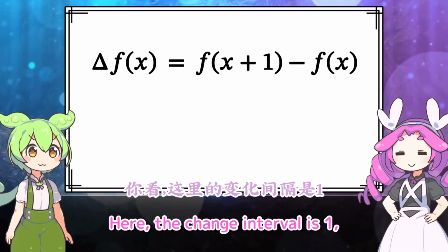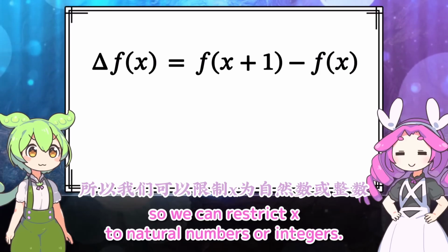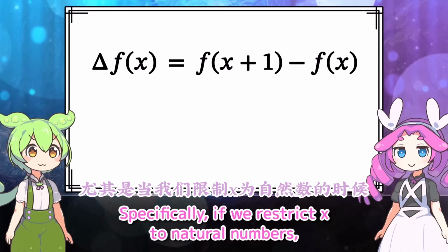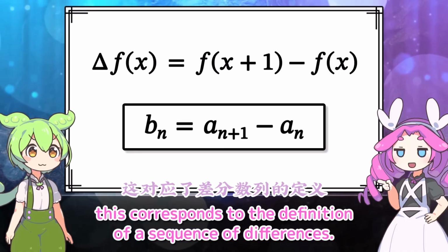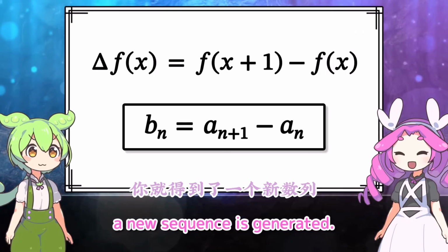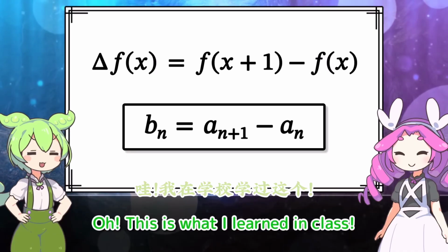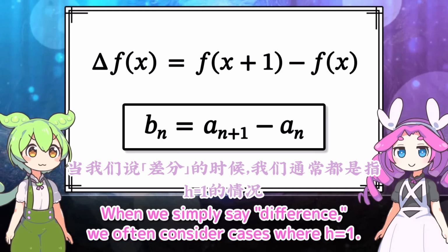Here the change interval is 1, so we can restrict x to natural numbers or integers. Specifically, if we restrict x to natural numbers, this corresponds to the definition of a sequence of differences. By taking the difference between two consecutive terms in a given sequence, a new sequence is generated. This is called a sequence of differences. Oh, this is what I learned in class. When we simply say difference, we often consider cases where h equals 1.